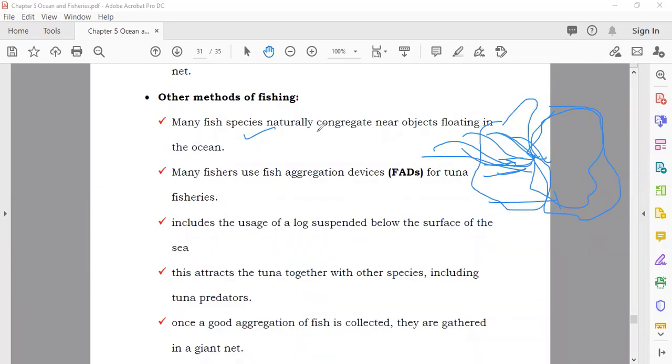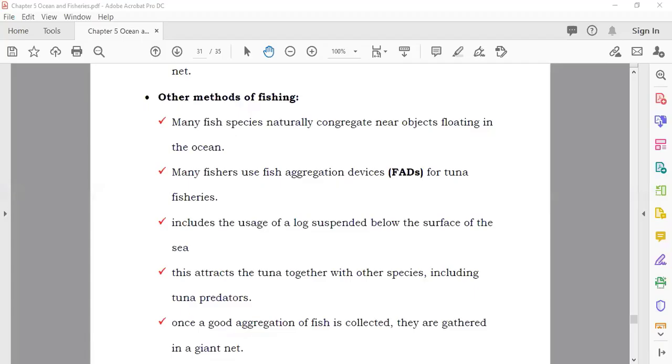Okay, so the meaning of the word congregate is that you put an object and all the fish will come to that object, and then a lot of fish come here and you catch them easily. So this is the meaning of this one, and this is one of the methods.